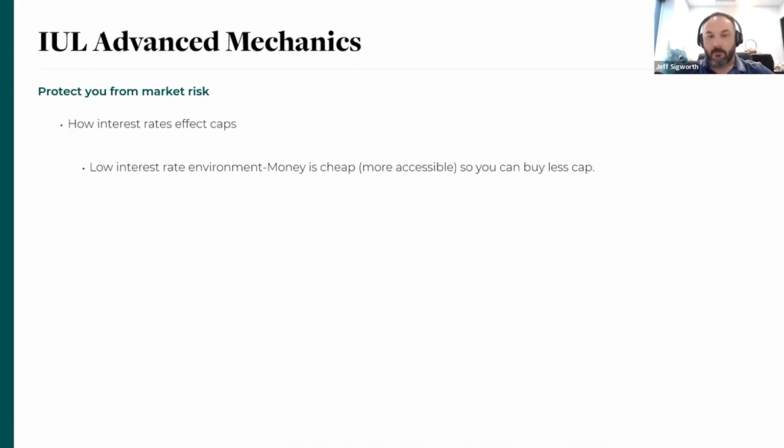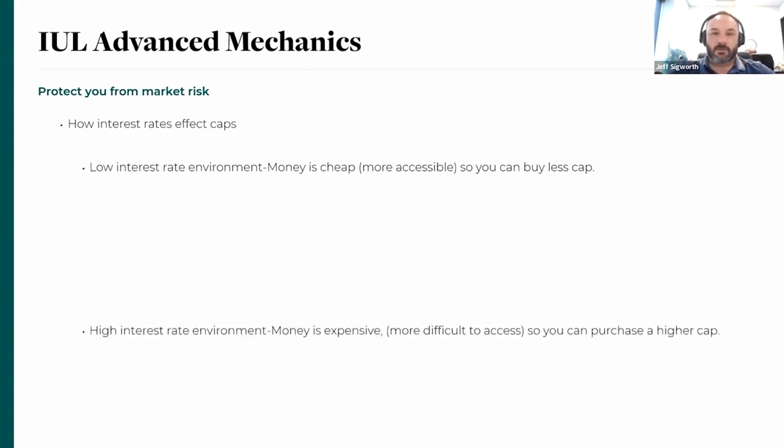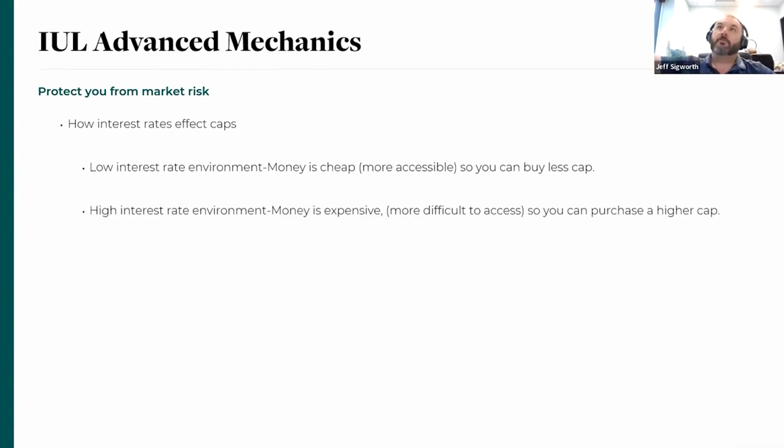In the low rate environment right now, money is cheap and more accessible, but it buys less cap. When I started in the business, the caps with F&G were like 18 and a half. They're all the way down to 13. When interest rates go up, money's going to be more expensive, so you're going to be able to buy more cap.